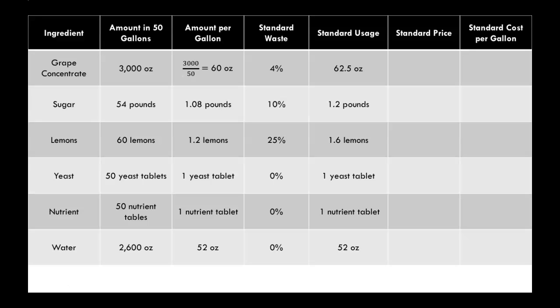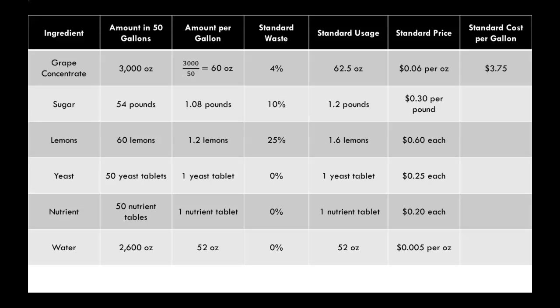Now standard price. We were given our standard price at the very beginning of this problem. We were told that grape concentrate is 6 cents per ounce. Sugar's 30 cents per pound. So we're just going to plug those in there as our standard price. And using those amounts along with our standard usage, we can now find the standard cost per gallon. So for grape concentrate, 62.5 ounces times 6 cents per ounce tells us that that's going to cost $3.75 per gallon.